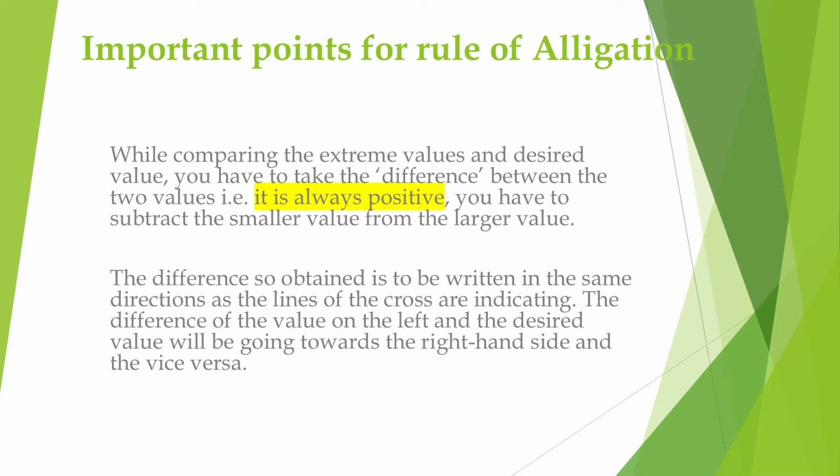Important points for the rule of alligation. While comparing the extreme value and desired value, you have to take the difference between the two values. It is always positive. You have to subtract the smaller value from the larger value. The difference so obtained is to be written in the same direction as the lines of the cross are indicating.